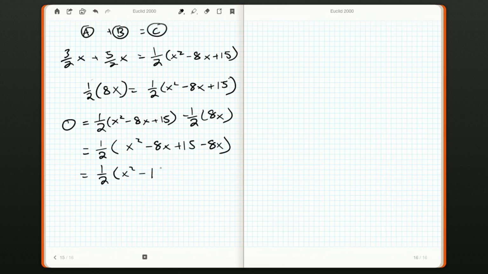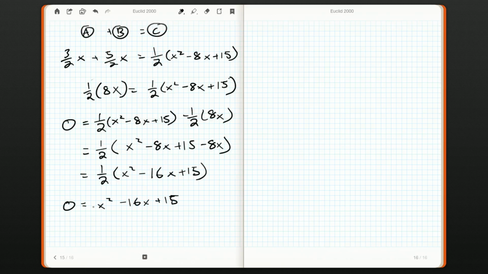X squared minus 16x plus 15. Now you can keep manipulating it with the half there, but you don't need to. Now that we have this 0 here, if we multiply both sides by 2, we're still going to get a 0. But now we get rid of that pesky half, and we have a simple quadratic formula.